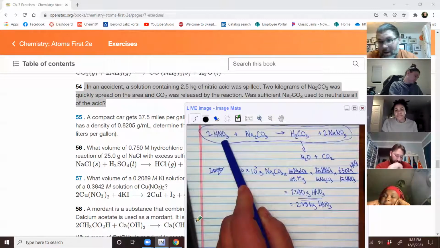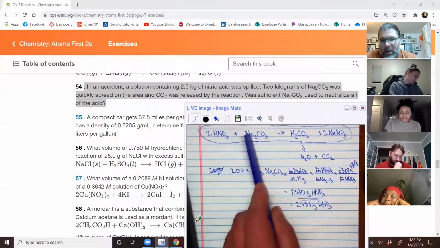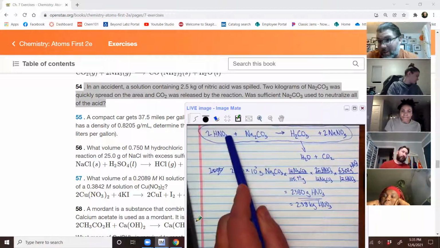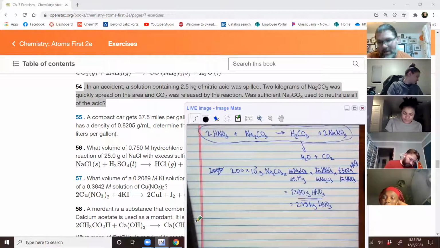That's what the question was asking about. So it's perfectly valid to convert from a number of moles of one reactant to a number of moles of another reactant if the other reactant is what the question's asking about, right? Okay. Does that make sense? Yeah, it does.